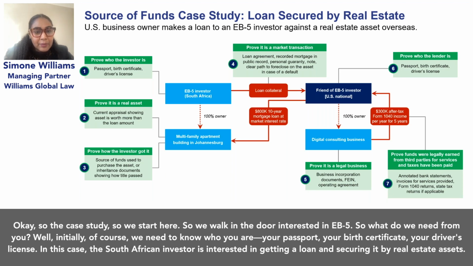Okay, so the case study, we start here. We walk in the door interested in EB-5. So what do we need from you? Well, initially, of course, we need to know who you are: your passport, your birth certificate, your driver's license. In this case, the South African investor is interested in getting a loan and securing it by real estate assets.